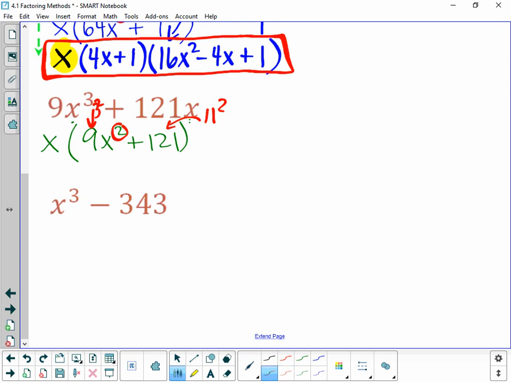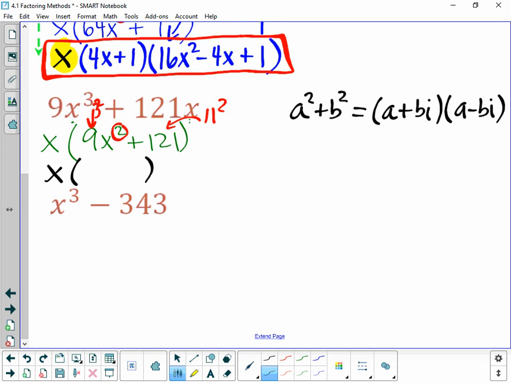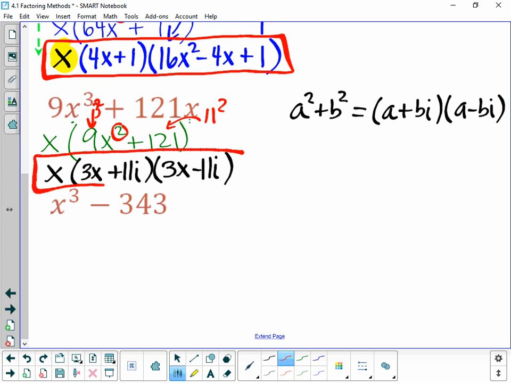It's up at the top, but remember, if we have a sum of squares, if it's a plus in between those two, it factors as a plus bi and a minus bi. So if we keep factoring this, it's going to be a 3x plus 11i and a 3x minus 11i. That is our complete factorization of 9x to the third plus 121x.